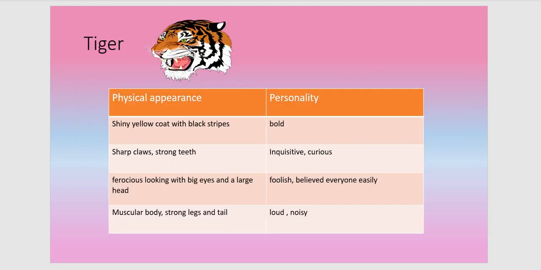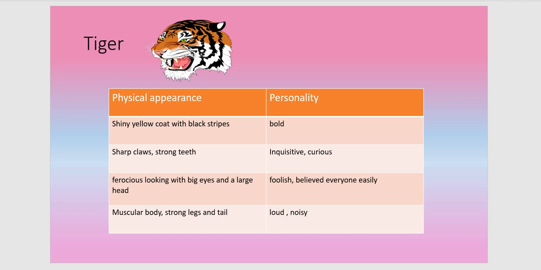To simplify things for you, I have done one table which shows you the physical appearance of the tiger and his personality. Physical appearance. How did the tiger look? He had a shiny yellow coat, a plain shiny yellow coat at the beginning, but at the end of the story it was covered with black stripes. He had sharp claws and strong teeth. He was very proud of that. He was ferocious looking with big eyes and a large head. He had a muscular body with strong legs and tail.